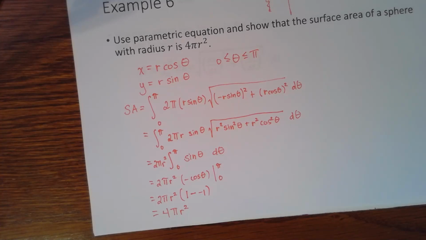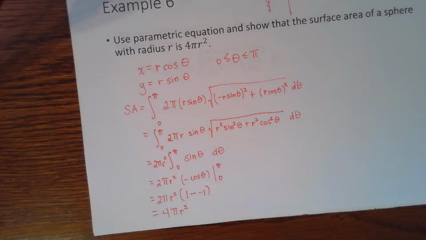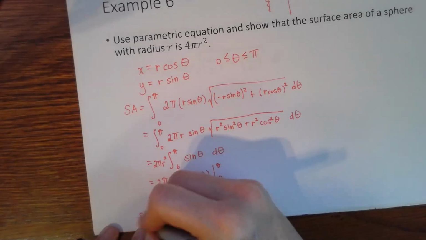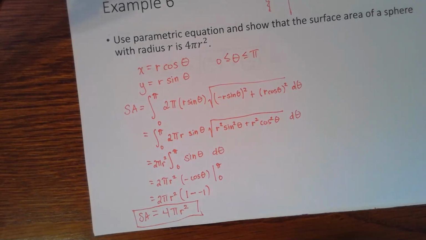Okay, so we already knew that, but it's always nice to do examples where you know what the answer is supposed to be, and then when you get that answer, you're like, yeah, I did it right. So the surface area of a sphere is indeed 4 pi r squared. All right, so that is calculus with parametric equations. You just got to plod through it slowly. It's a little tricky until you get the hang of it, but then I think you'll be fine.